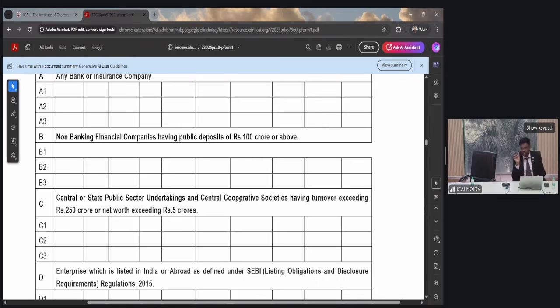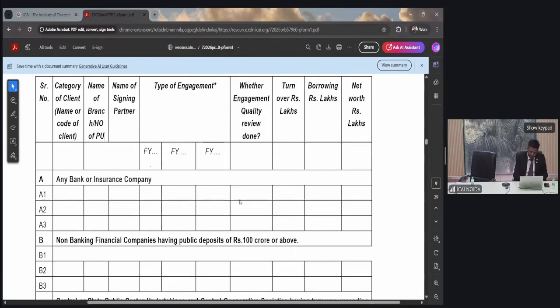So only these 930 UDINs, that is 1000 UDINs minus 20 UDINs revoked minus 50 UDINs pertaining to due diligence and compilation, only these 930 UDINs will be subject to peer review and to be covered in this particular format. Now after that, these three figures need to be filled.